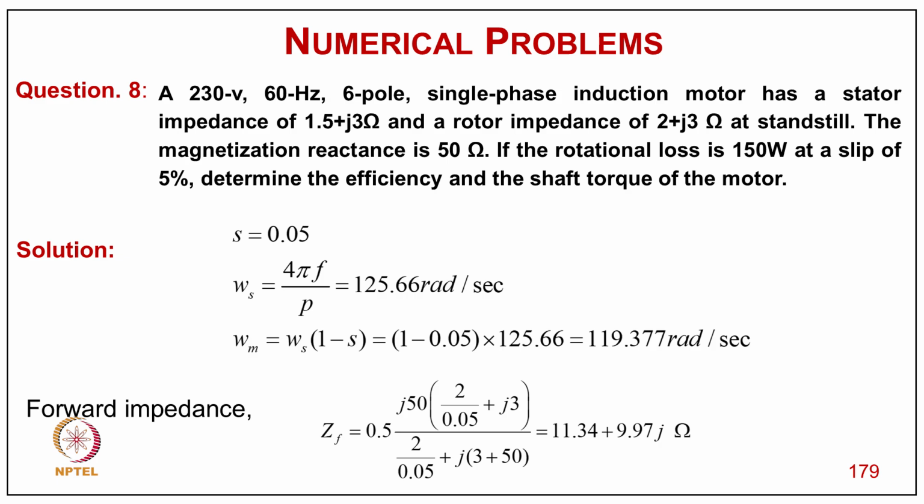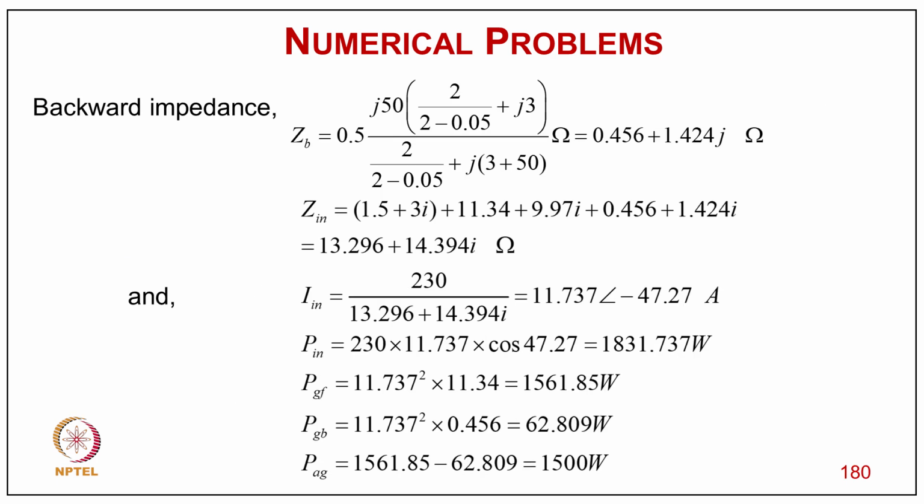So slip is given 0.05, synchronous speed omega s equal to 4 pi f upon p, it comes 125.66 radian per second. Omega m equal to omega s into (1 minus s). Putting the value of slip, it comes 119.337, and the forward impedance ZF equal to 0.5 into XM 50 in bracket (2 by 0.05 plus j) divided by 2.01 plus j3 plus 50, it comes 11.34 plus j9.97 ohm, and ZB calculated similarly.